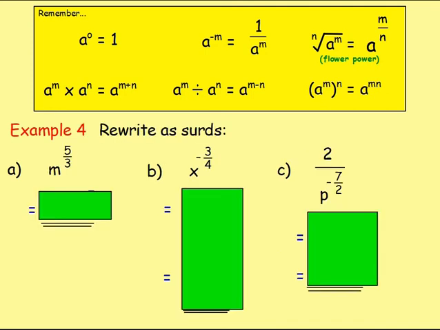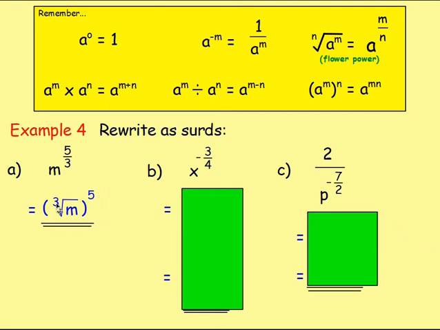Example 4, rewrite as surds. So this time we are wanting to bring in roots. So with m to the power of 5 over 3, really this time we're just wanting to go back the other way. So again, think about flower power. In the bottom of a flower, you've got the root. So here at the bottom is a 3, so that's going to be the root. So you know it's going to be the third root. And because you've got m to the power of 5, the power is on the top, it will be an m to the power of 5.